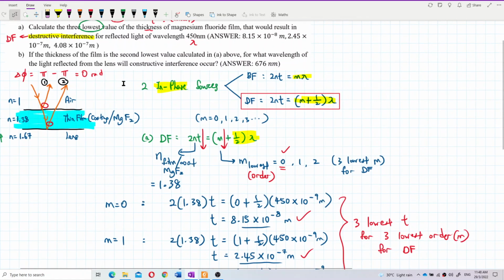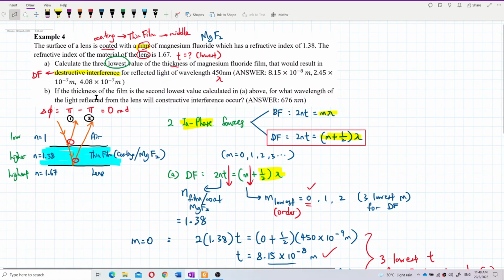Now, if the thickness of the film is the second lowest value calculated in A before, for what wavelength of the light reflected from the lens will constructive interference occur? Let's look carefully. Question B says the thickness of the film is the second lowest value calculated in question A.